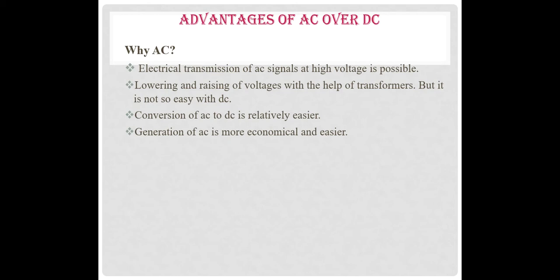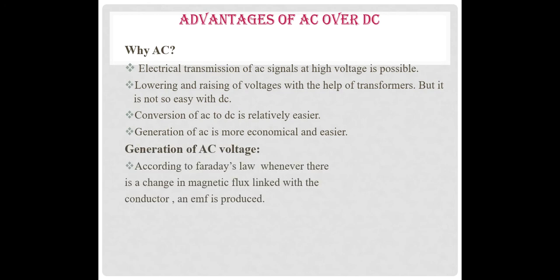Okay. So, the next is about why we need AC. Our topic is concerned with AC, so it is necessary for us to know the main advantages of AC over DC. So, here I am going to explain the advantages of AC over DC. So, why AC? Electrical transmission of AC signals at high voltage is possible. Electrical long range transmission is very easy in alternating current.